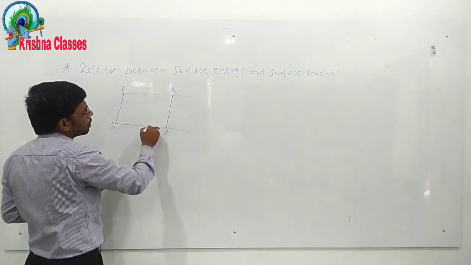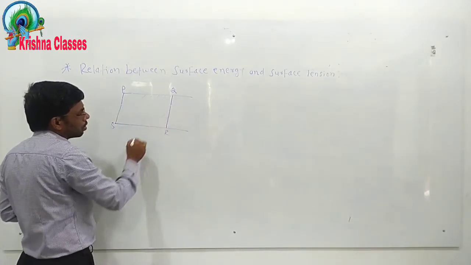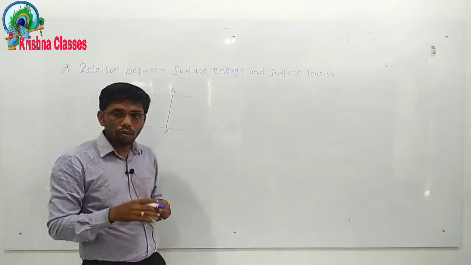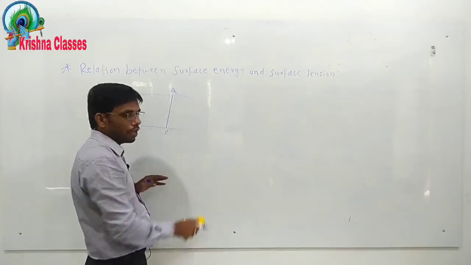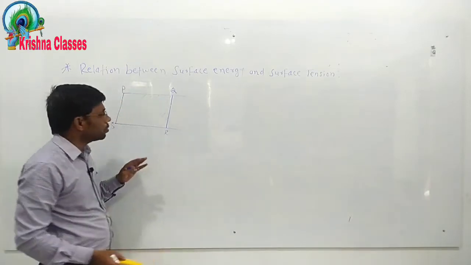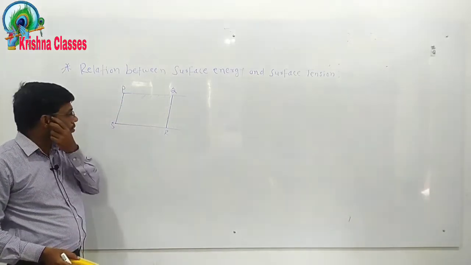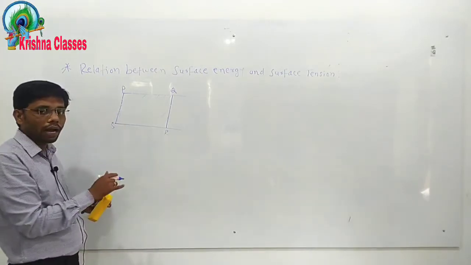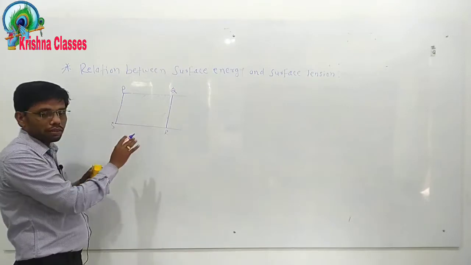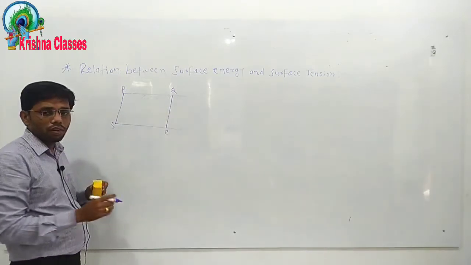I dip this whole assembly into the soap solution. Then what happened? The soap film will be formed over this frame. Now as the soap film is formed over this frame, then what happened? As you know, each arm experiences a force. Now this frame has 4 arms. All these arms are fixed, but only this QR arm is the movable one.